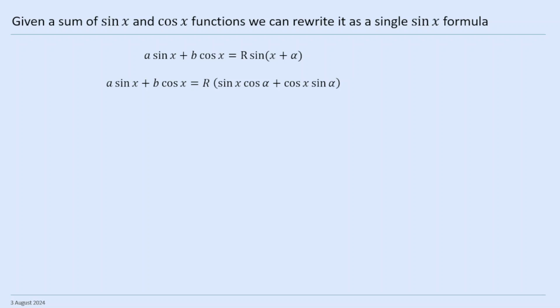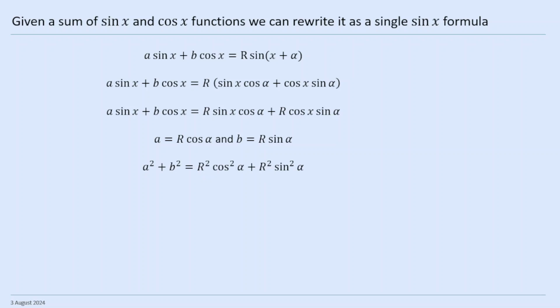So we can rewrite the right-hand side as R times sine x cos alpha plus cos x sine alpha. Then we can multiply the R through. Then to make this equation balance, we need to set R cos alpha equal to A and R sine alpha equal to B. And then that's helpful because we can square both of those, which gives us a squared plus b squared. This is how we're going to work out R, okay?